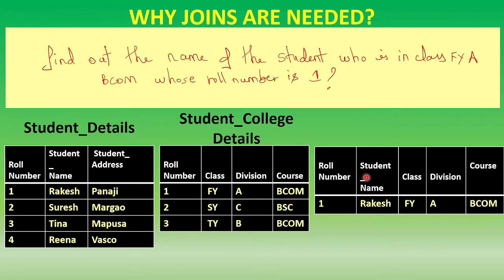After applying the join, the answer will be given: roll number 1, student name Rakesh, class is FY, division is A, course is BCom. So the student who is in the FYA BCom class whose roll number is 1 is Rakesh. This will be the record given to you after applying the join. So that's why the join is used. If the details you want are not in one table but spread across multiple tables, then to join those multiple tables we need different types of joins.